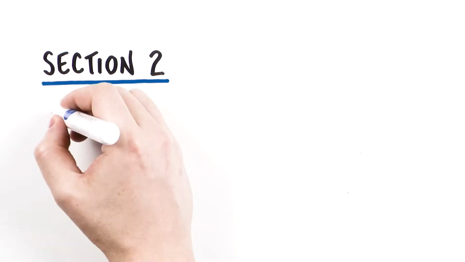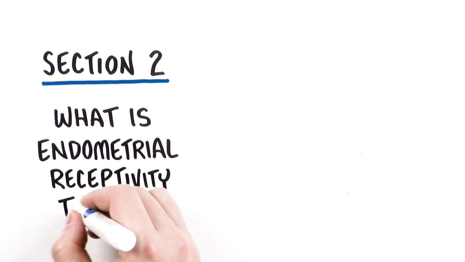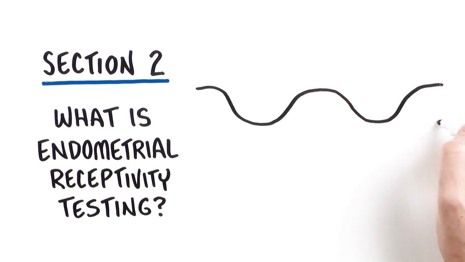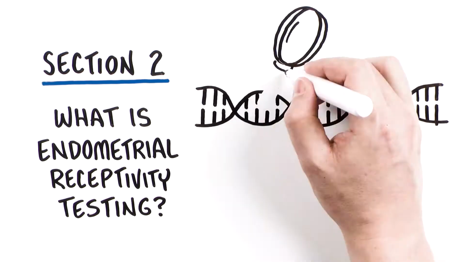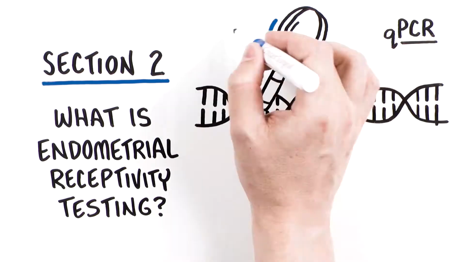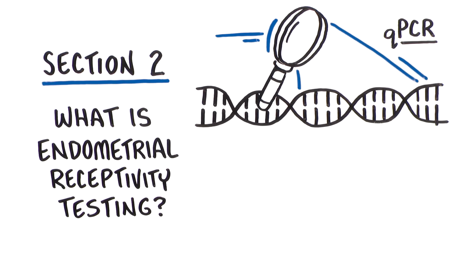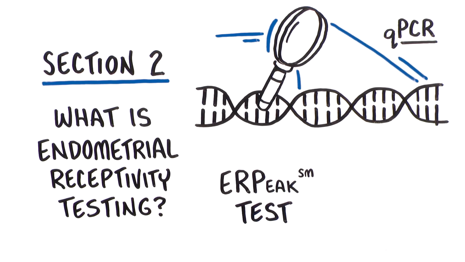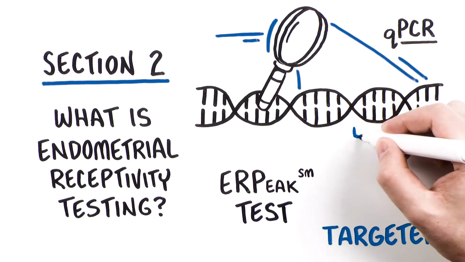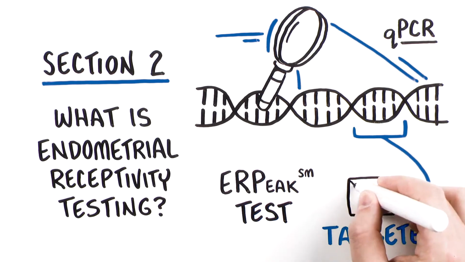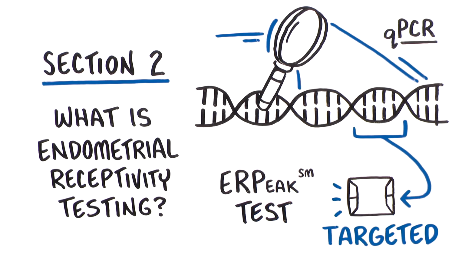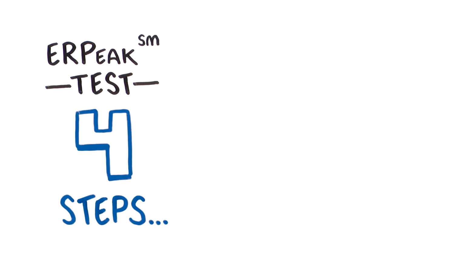Section 2. What is endometrial receptivity testing? Endometrial receptivity testing measures the expression of hormone-regulated genes involved in endometrial receptivity. CooperSurgical's ERPeak test uses a targeted approach, focusing only on genes which have been demonstrated in literature to play a role in endometrial receptivity. The ERPeak test involves 4 steps.